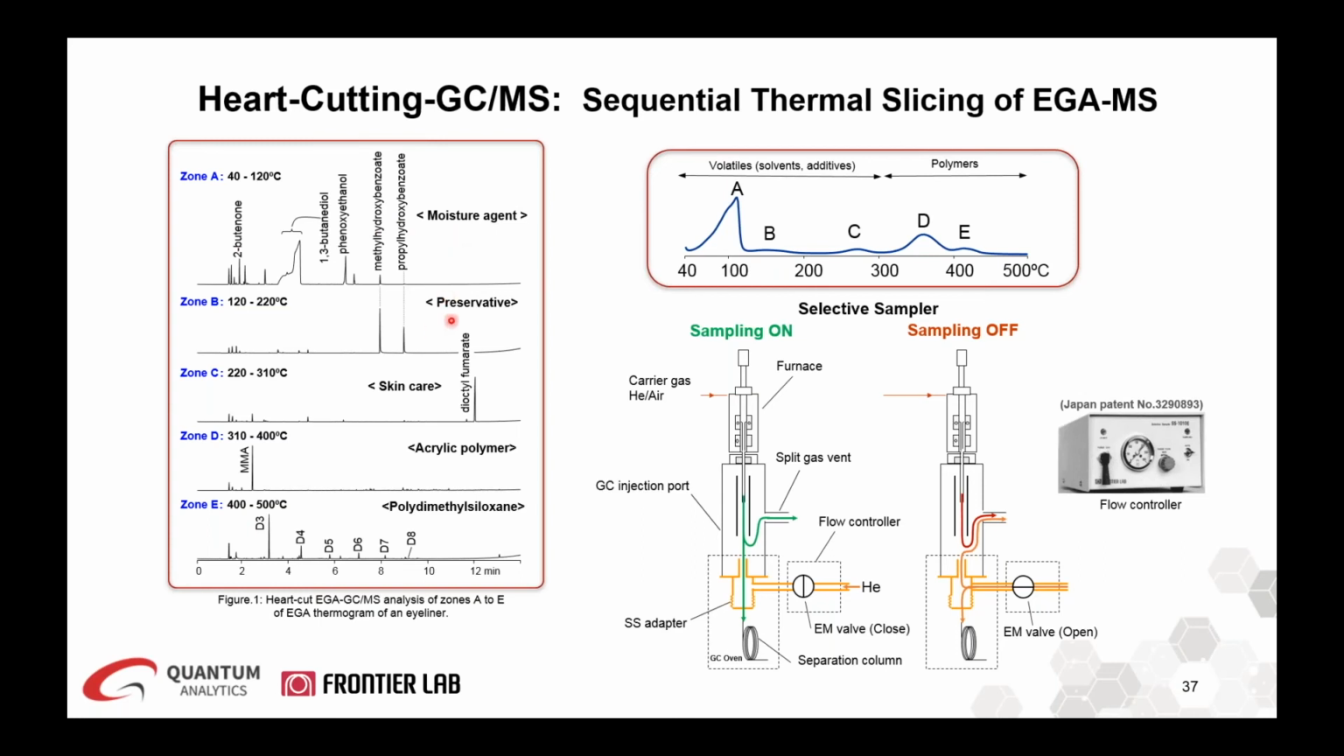So the result here is that we see some moisture agents that are present in very small molecules at low temperature. We see a preservative that's present in the cosmetic eyeliner, and then a skincare agent present in the zone C. And then the actual polymer that holds this particular component together is the polymethyl methacrylate. Followed by a PDMS siloxane to give it a shine or a smoothness to it. So this is an example of a deformulation to a product that would be common and a lot of people would be aware of.